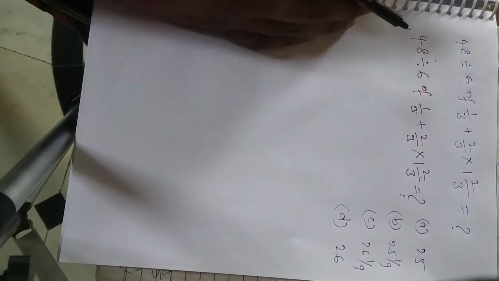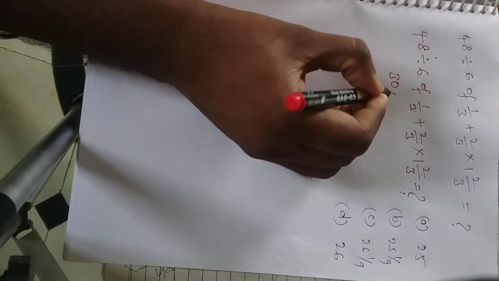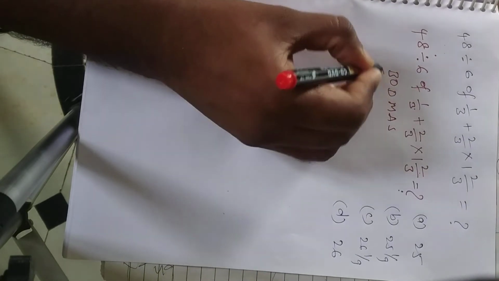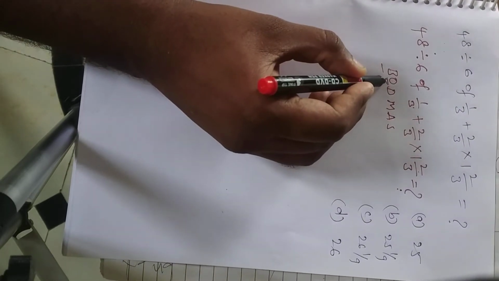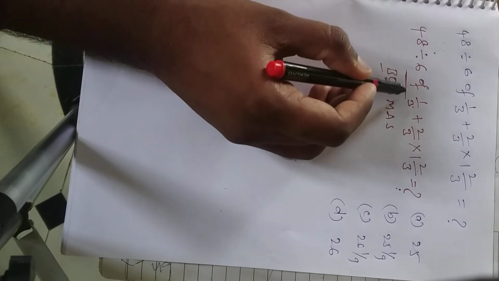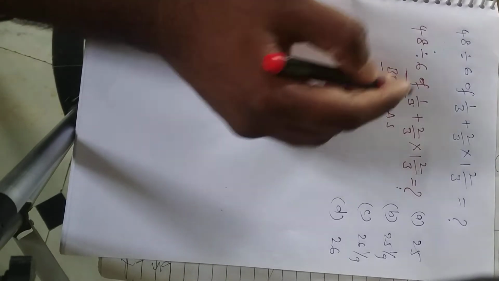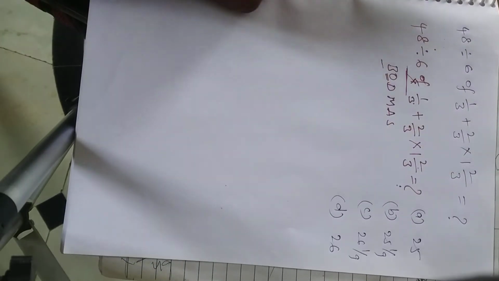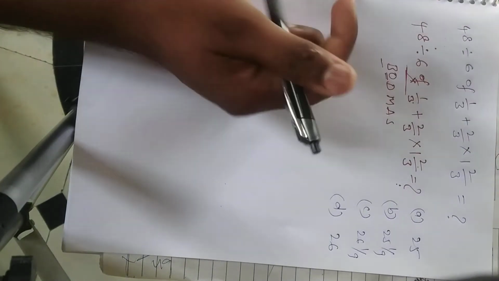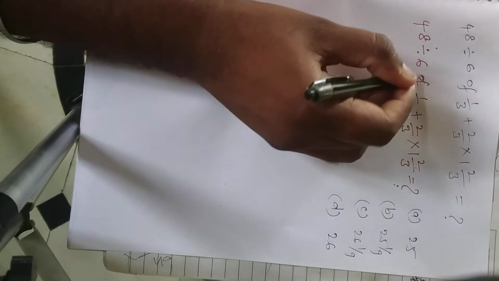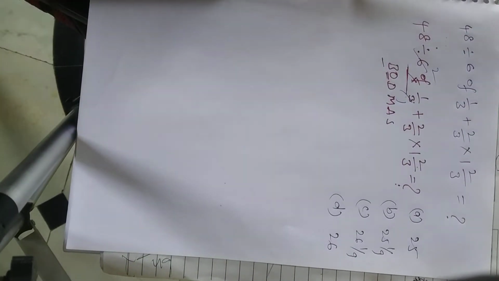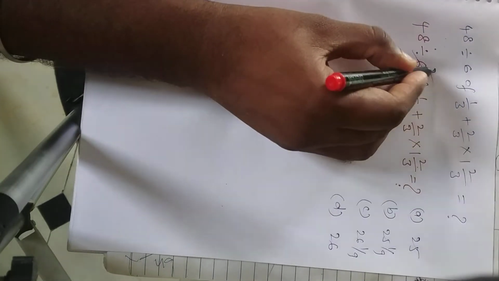First, according to the BODMAS principle, first preference should be given to the brackets. We don't have any brackets. O for of. Yes, we have of. So first preference should be given to the of. Now of is nothing but simply multiplying, right? So now 3 into 1, 3 1s are 3, 3 2s are 6. I hope you understood.